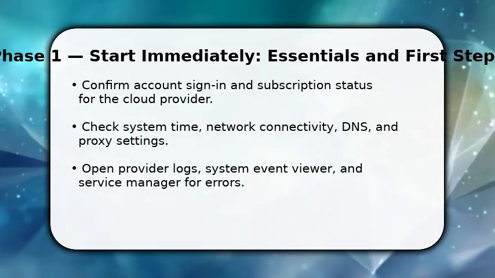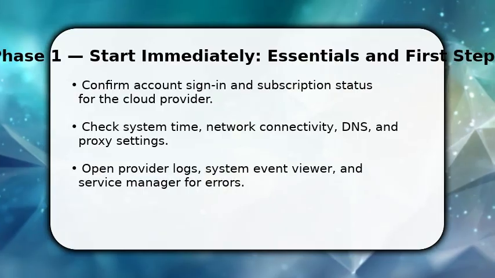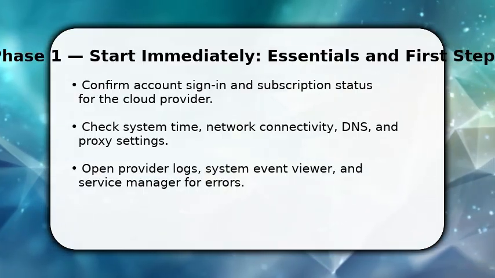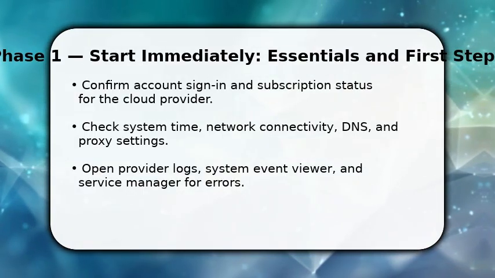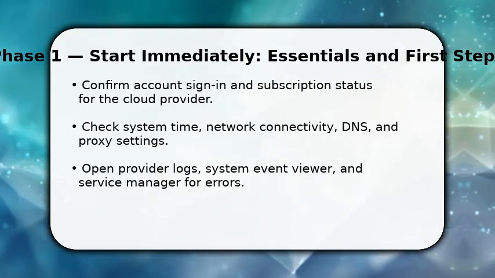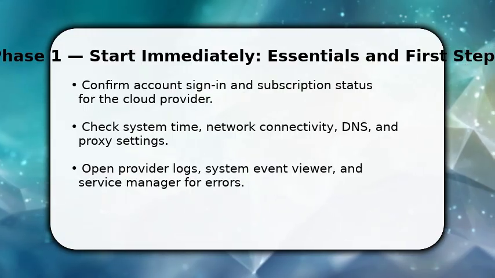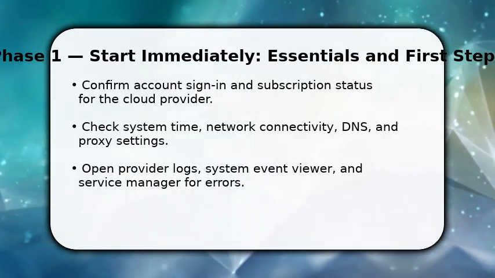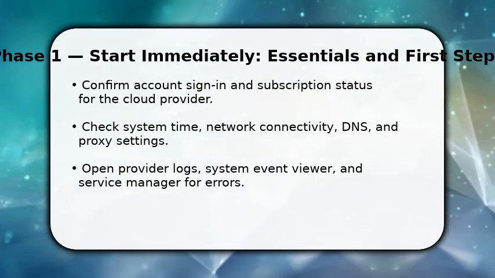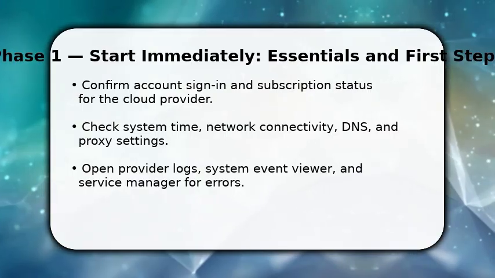You start by validating prerequisites. Confirm your account is signed in and subscription is active because an auth failure stops the provider. Next, inspect network, DNS, and proxy. Those block service registration. Open the provider logs and the system event viewer to catch startup errors. This provides error codes to fix.